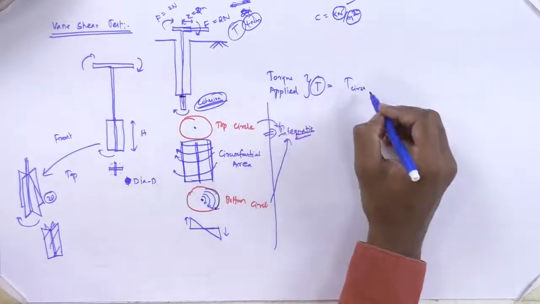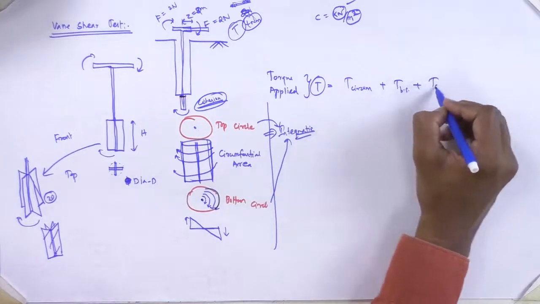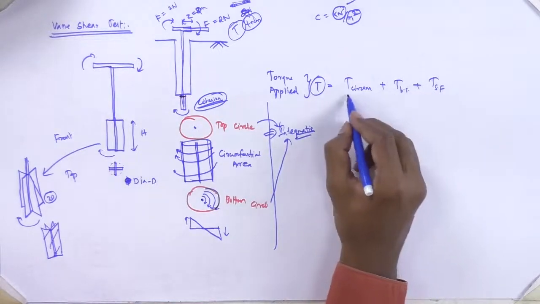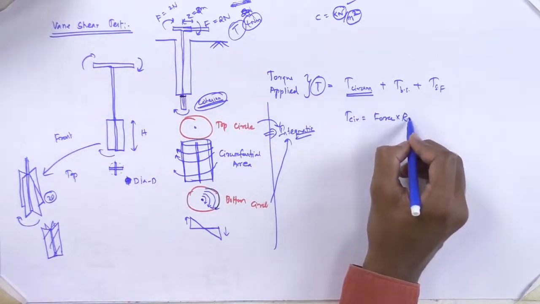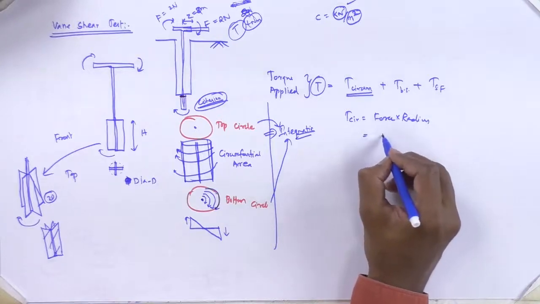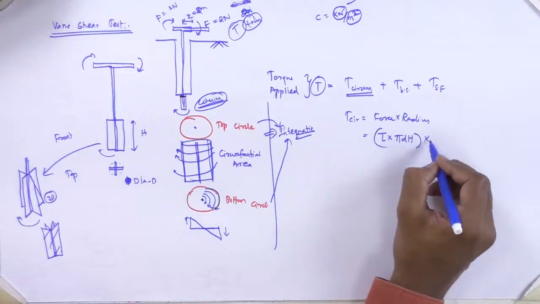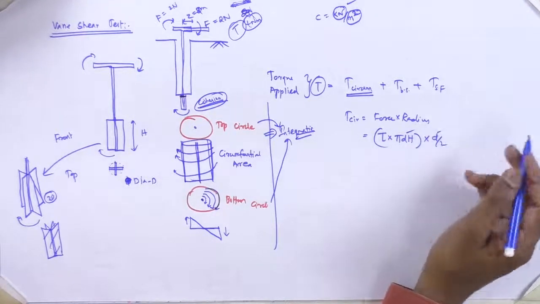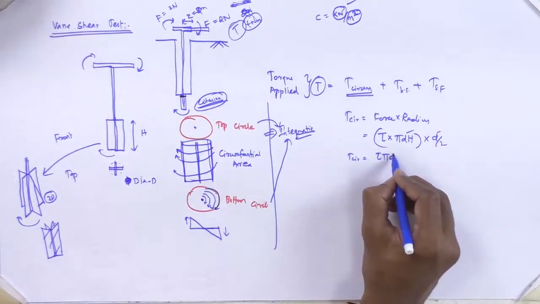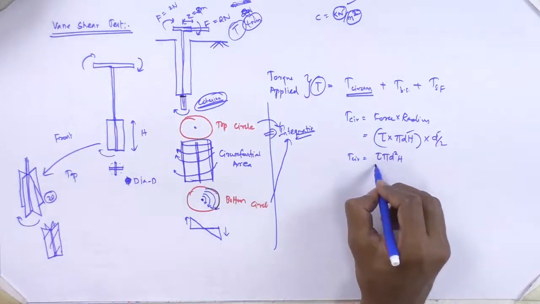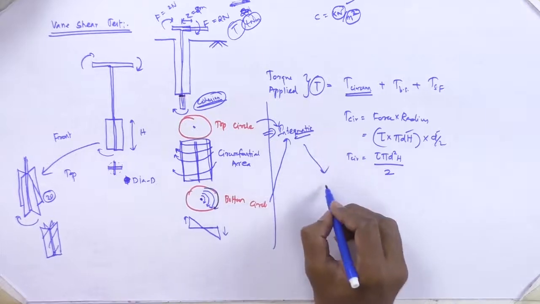So this total torque applied is going to be converted as T circumferential plus T bottom surface plus T top surface. T circumferential is nothing but force into radius. So finally it forms tau equals to pi d h into d by 2, where d is the diameter of the vane. So T circumferential equals tau pi d square h divided by 2. But this is an integration part.